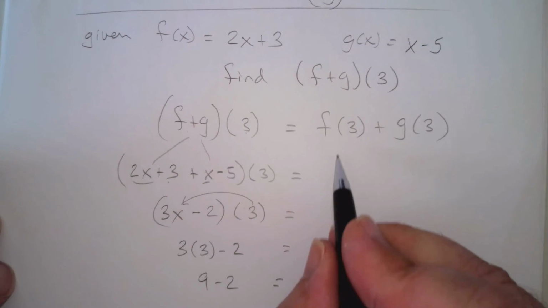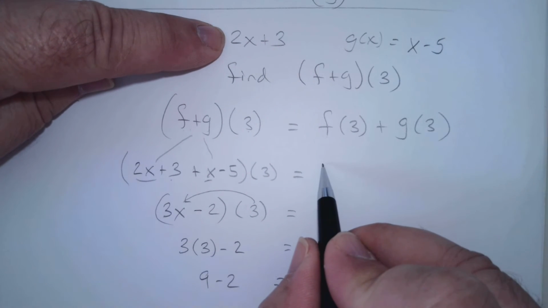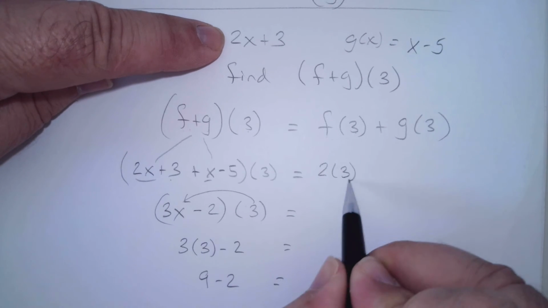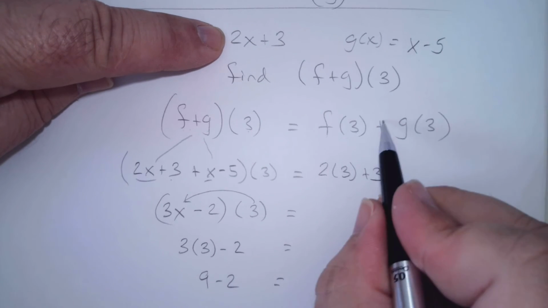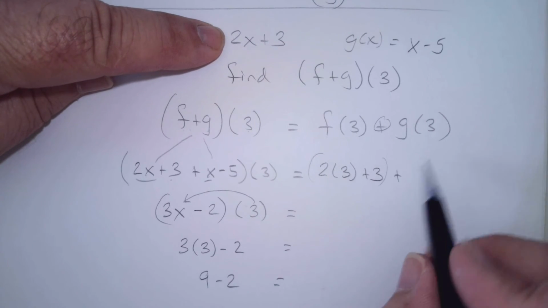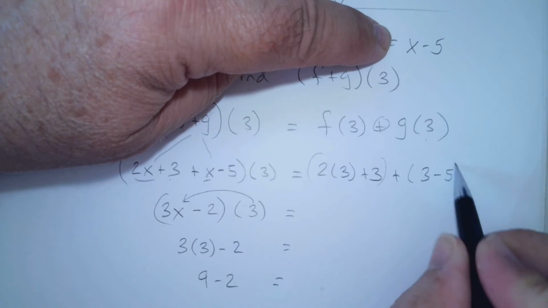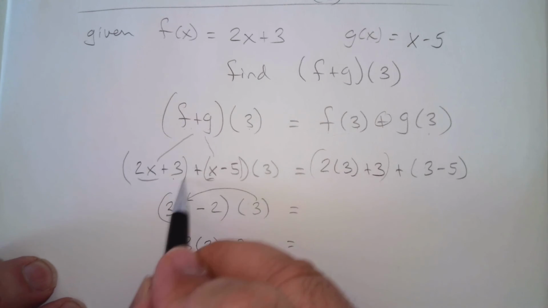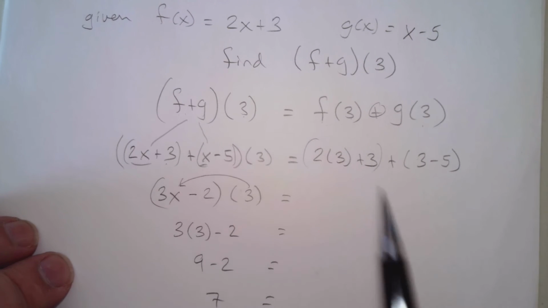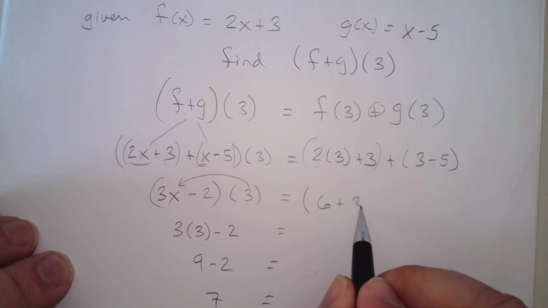Or we do it the other way. f of x is 2x plus 3. So I can just put 3 in place of x. Plus, there's the first equation. And the other one, x is 3, so it's 3 minus 5. It's easier if you put them in parentheses also. If you don't need it, you don't need it. But whenever we deal with subtractions, you will need it. 2 times 3 is 6 plus 3.